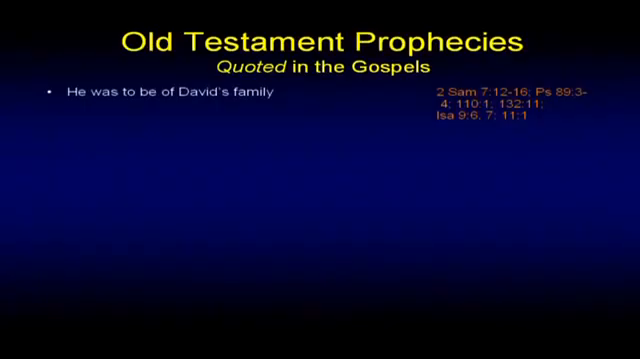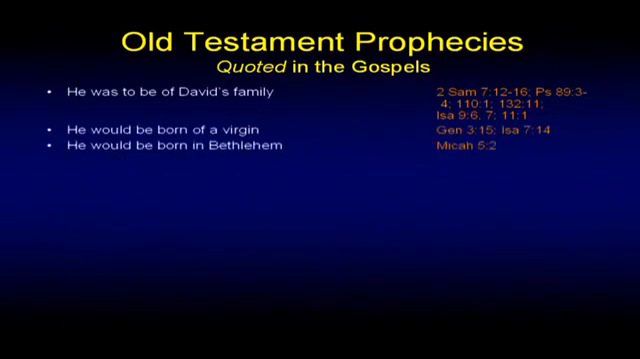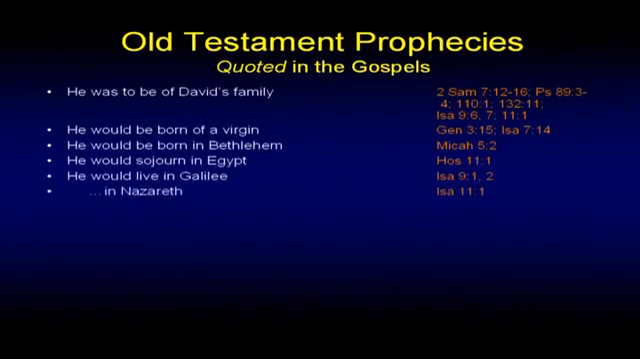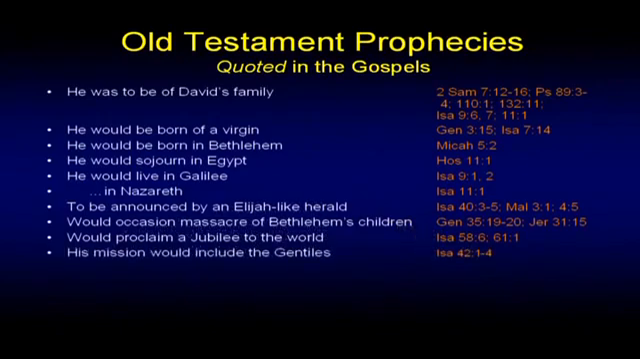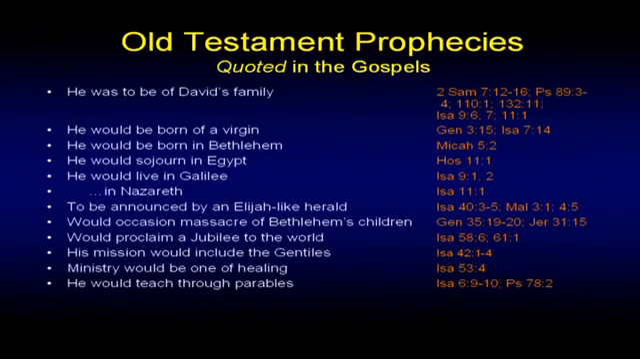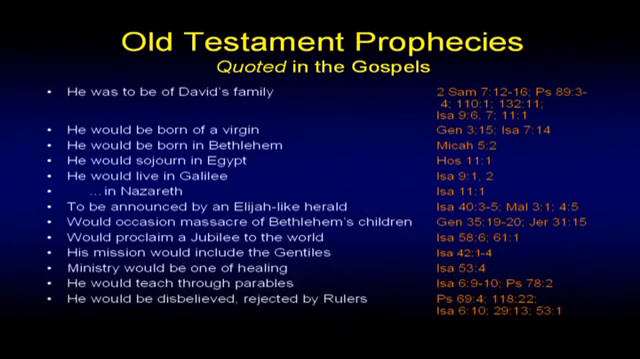There are a lot of them that go beyond the Bible, but he was supposed to be of David's family. He was born to be born of a virgin. He would be born in Bethlehem. He would sojourn in Egypt. He would live in Galilee, in fact, in Nazareth. He would be announced by an Elijah-like herald. That would occasion the massacre of Bethlehem's children. He would proclaim a jubilee to the world. His mission would include the Gentiles. That's in Isaiah 42 and elsewhere. His ministry would be one of healing. He would teach through parables. He would be disbelieved and rejected by the rulers. That's all laid out in the Old Testament. Did you know that? Remarkable, isn't it?